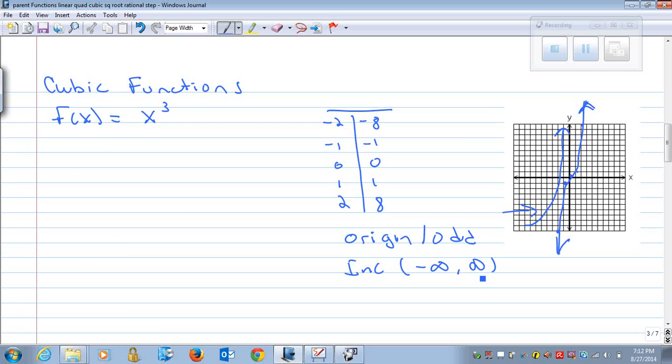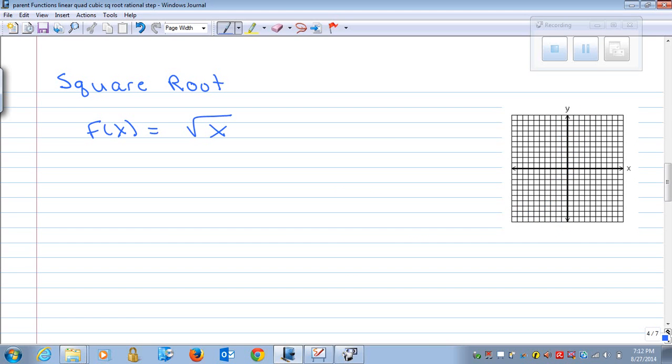All right, let's move on to square root. You can pause it anytime you'd like. All right, when we get to square root, again, we're going to create a t-table, but we're going to have to notice some things. One, that's one of our big red flags for restrictions. We know we can't have a negative under a square root, but we do know we can have a 0. So when we take the square root of 0, we get 0. We take the square root of 1, we get 1.